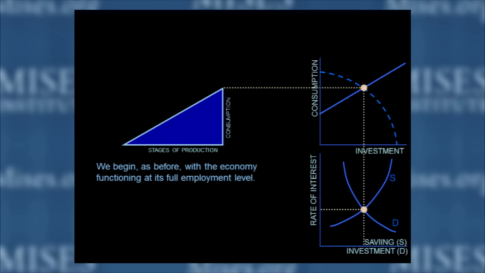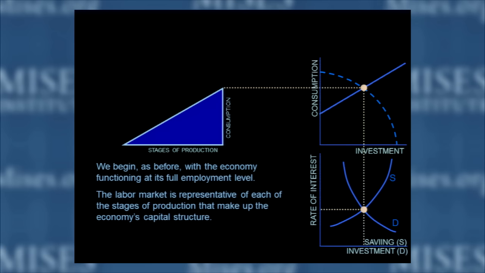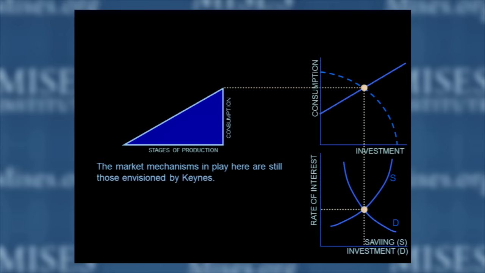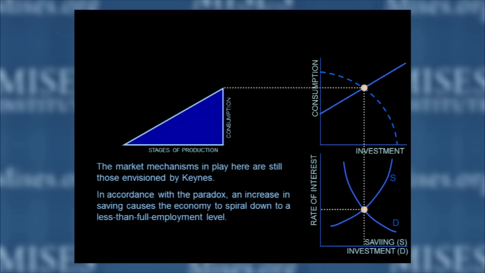So, as before, we begin with the economy functioning at its full employment level. The labor market is representative of each and every stage of production that make up the economy's capital structure. In other words, he just had the labor market. To show that, it would look something like this. It's not stage-specific labor markets, it's all the labor markets, and to the extent they move at all, they move together. Market mechanisms in play here are still those envisioned by Keynes.